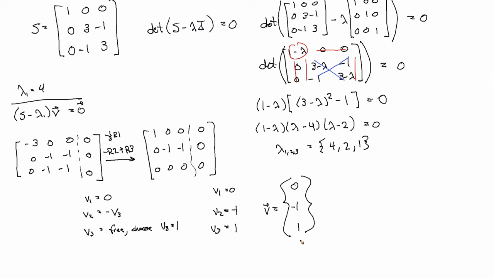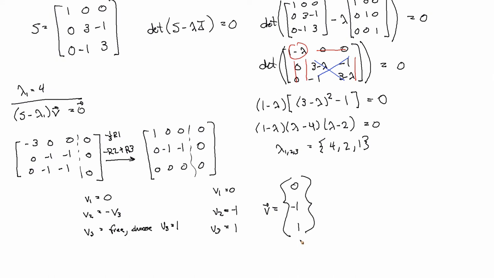So V2 can't be anything. V2 has to be negative V3, right? But V3 could be anything. So we could choose it to be 1 or 2 or 3 or a half or whatever. And then as long as we backfill correctly, we're going to get the right answer. This gives us flexibility. This is just a direction. Right, and that's actually the point. This is just a direction, and so we only care about the way the vector is pointing, not how long the vector is, if you will, right?